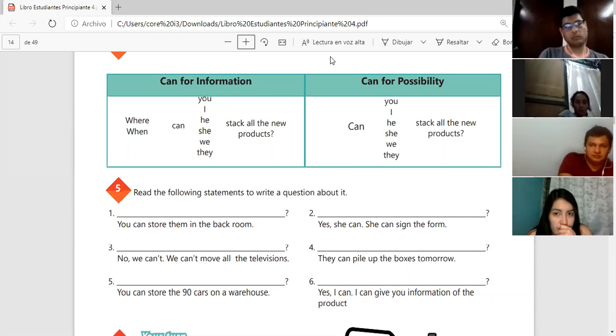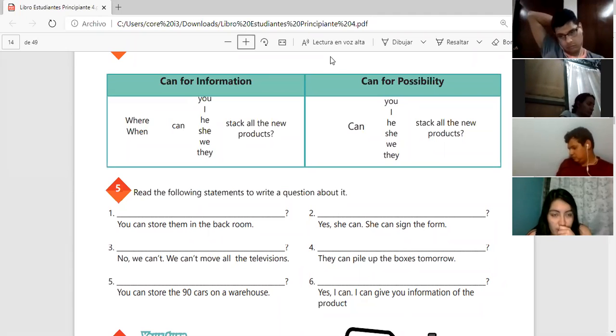Good. Nancy, if I ask you, Nancy, when can you send me the information? Is that ability, possibility, information, or permission? Could you repeat, please? When can you send me the information?